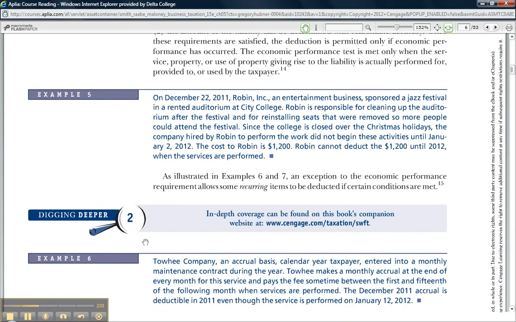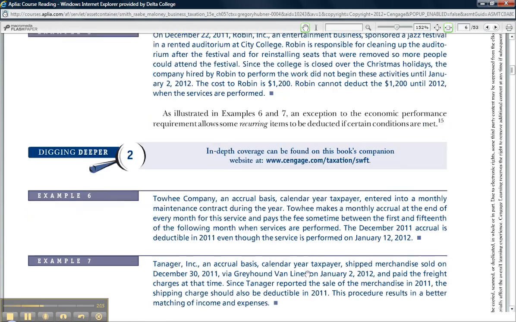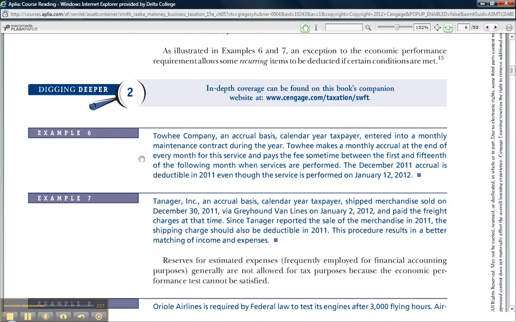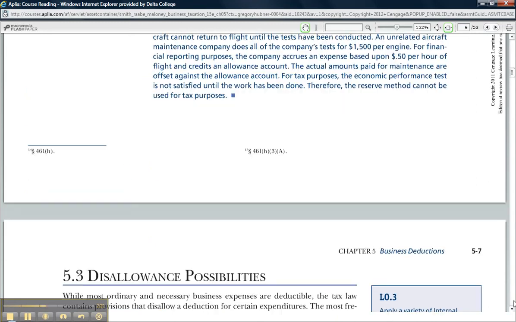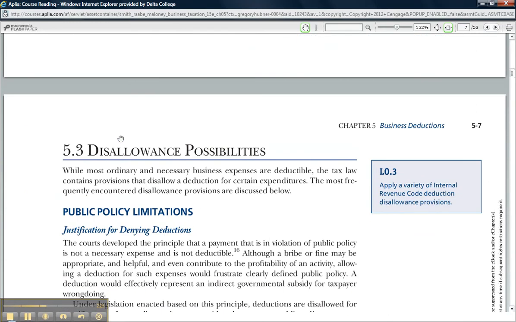Look at this example here, number 6, having to do with this recurring item exception, which also allows a cost to be deducted in certain accrual situations. Have a look right here, example 6, and also example 7. Let's see what's next. Some disallowance possibilities.